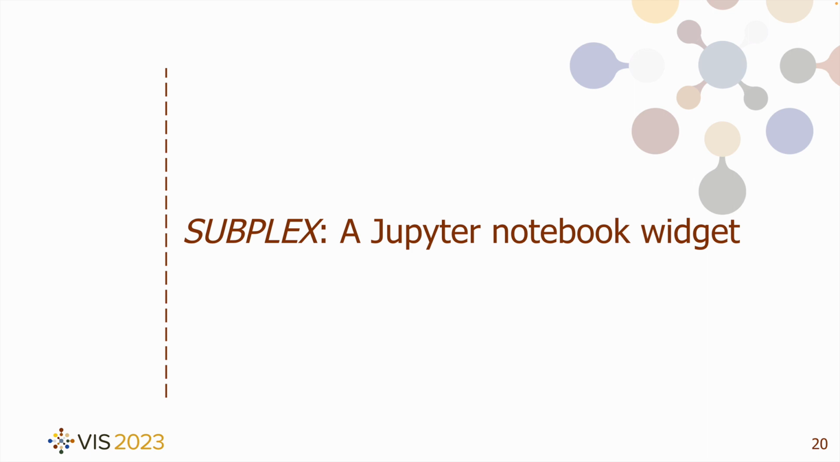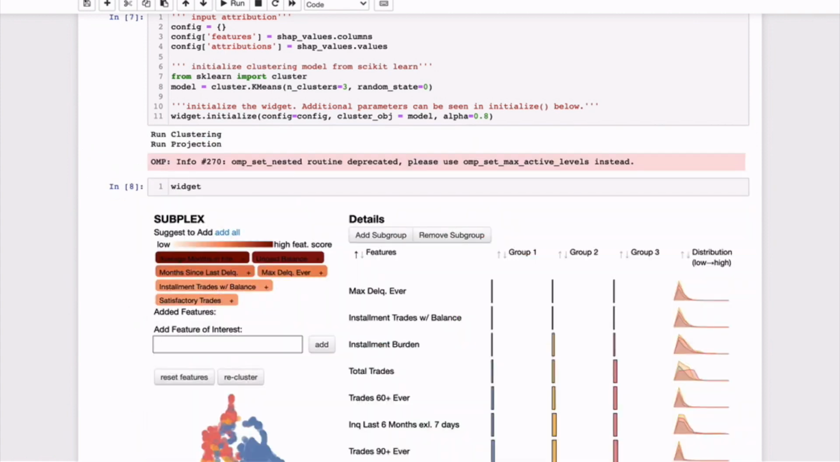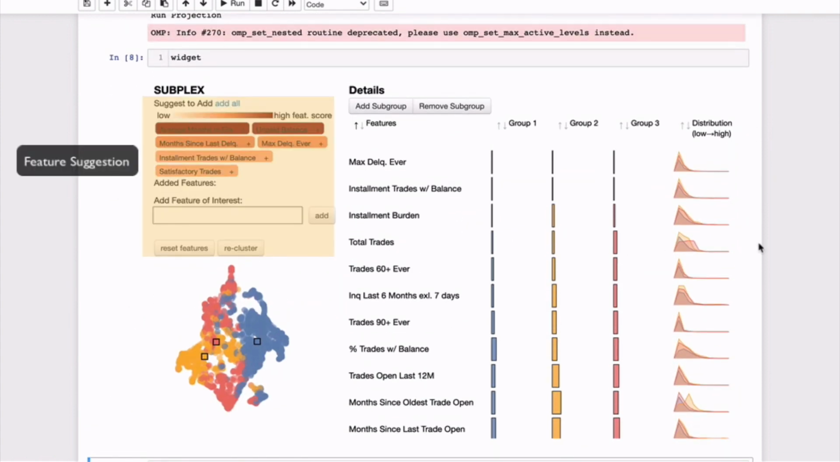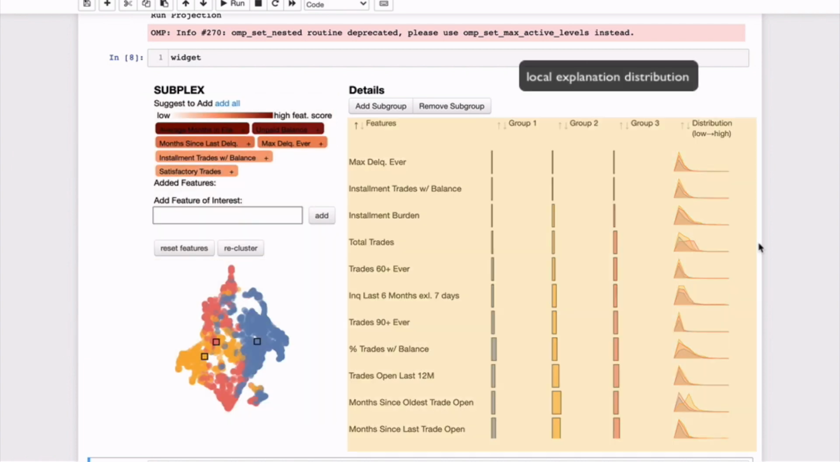Based on the task analysis and the techniques we described, we designed SUBPLEX, a Jupyter Notebook widget, to assist data scientists to analyze local explanations over the whole dataset. Here is a demo of how it provides support to a loan application model. On the left of the widget is feature suggestion view and a projection of all the local explanation vectors. On the right-hand side, it presents the local explanation distribution.